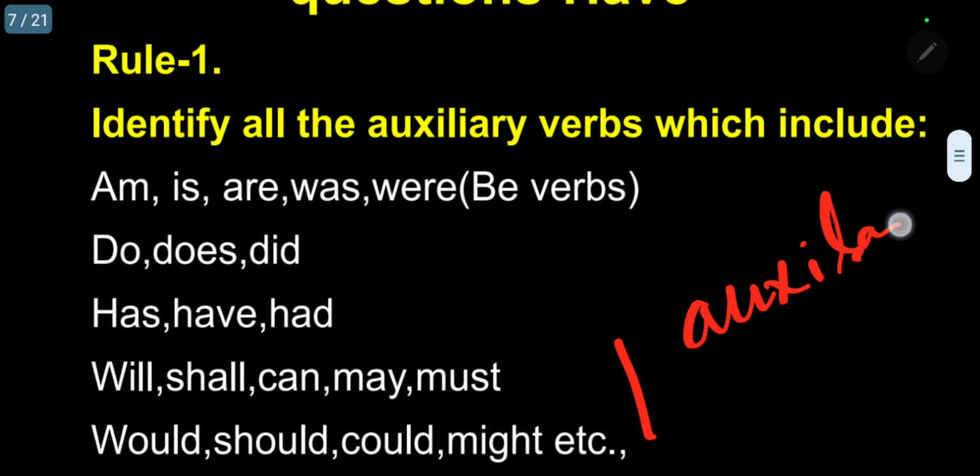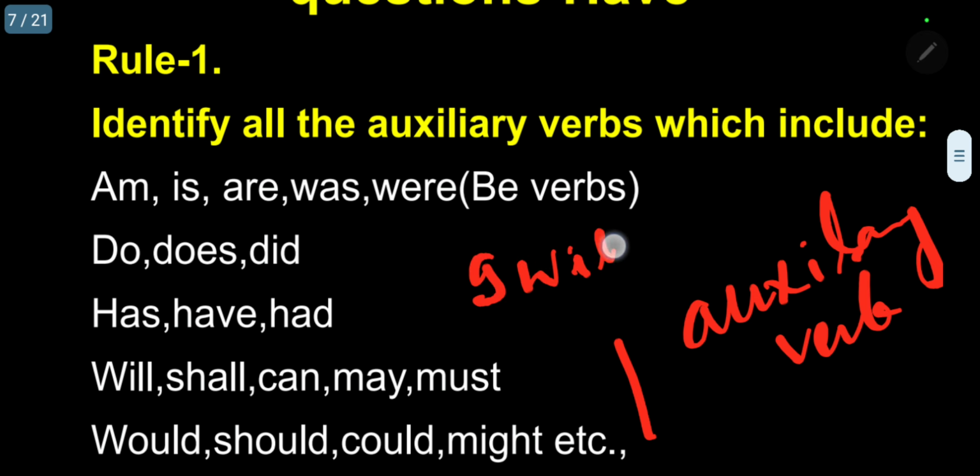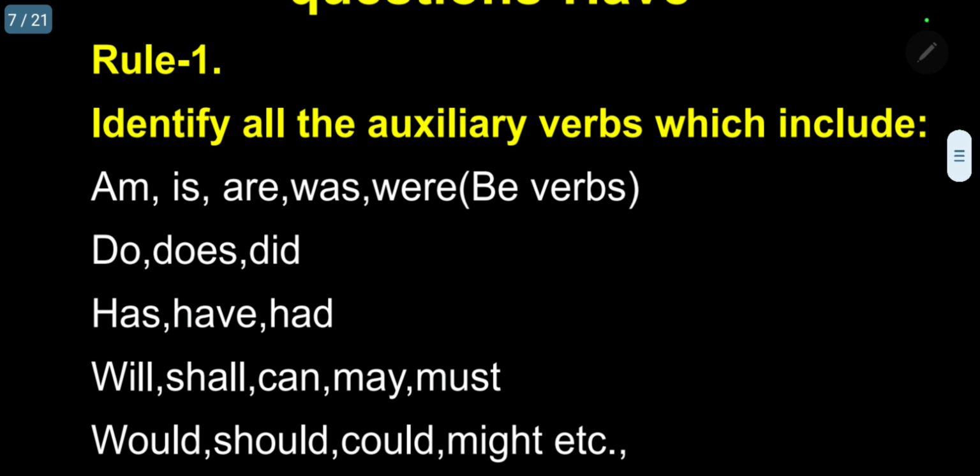It will not act as a main verb. I will, it will not complete. So I will go to Pondicherry. I will eat an apple, like that. So here go is the main verb, and will is the auxiliary verb. So this is the interesting information under rule 1. Please follow. What's the rule? You must know all the 5 types and you must know how to use them when you raise questions.